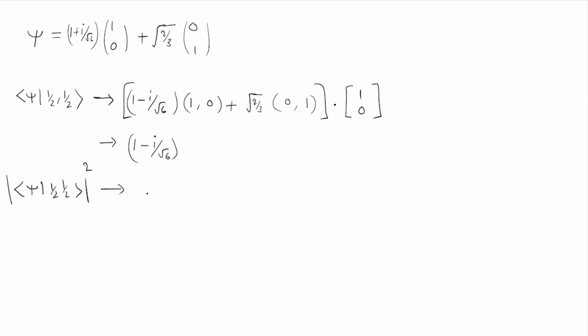What is 1 plus 1 over 3? Sorry, this is the whole thing: 1 over 6 plus 1 over 6, 2 over 6, is 1 over 3. This is the probability, 1 over 3. Similarly, you can compute for minus half, where that comes out to be 2/3.